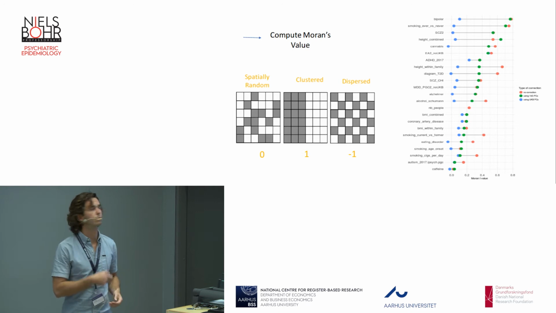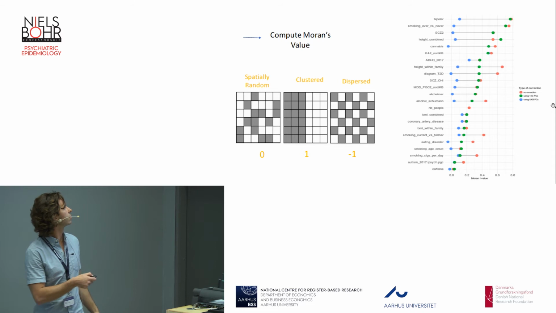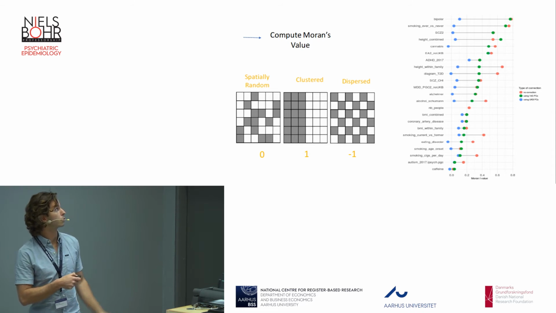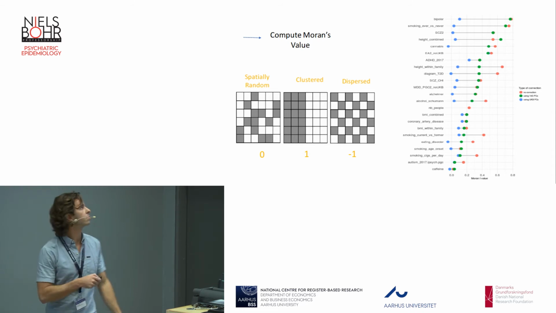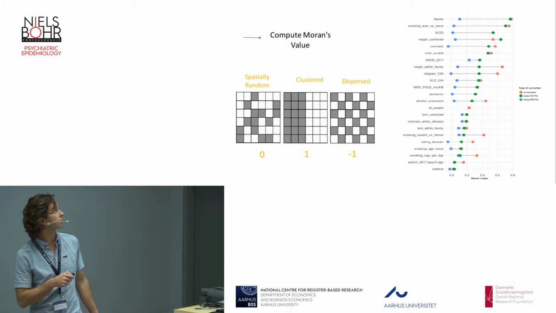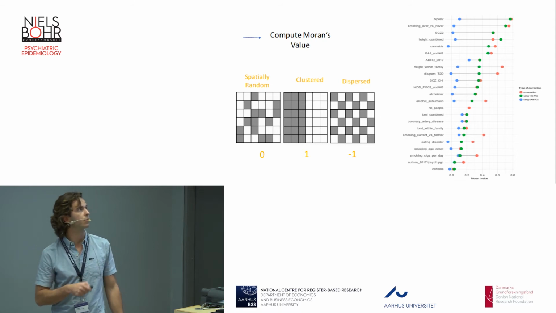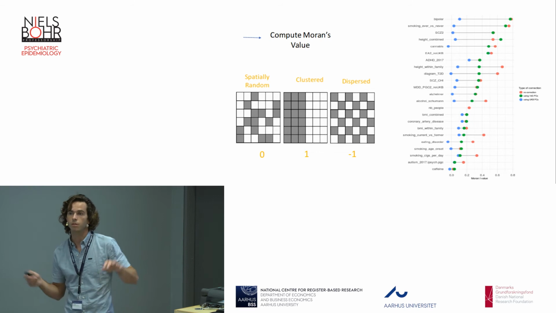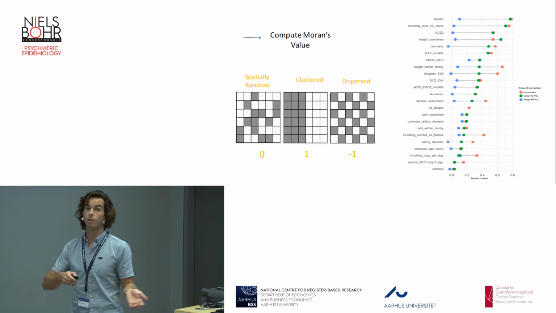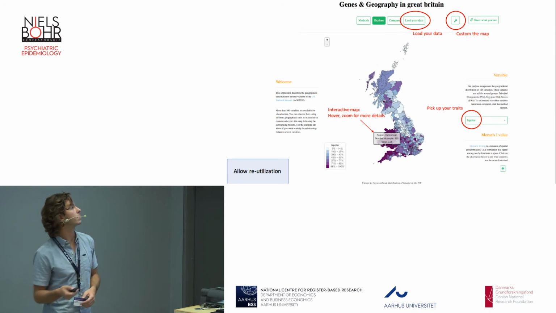Another thing we've done is compute what we call the Moran statistics. Let's say that that's your territory. The distribution of your variable can be totally random on your territory, or it can be clustered, as we've seen, or it can be dispersed. The Moran's value is going to be different depending on what's going on. We ran this algorithm for our 30 variables to see which ones are clustered and which are not. So that's how the website looks.